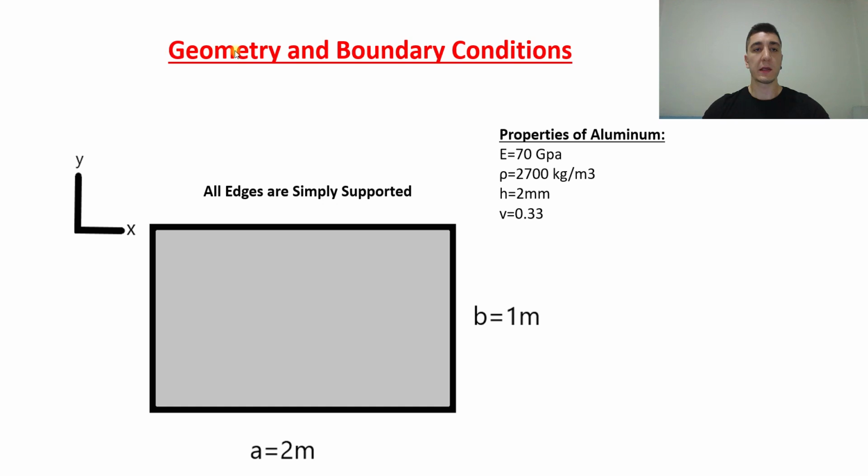So we will take a look at the geometry and boundary conditions to make an analysis. We will make an analysis of a plate. One length is 1 meter, the other length is 2 meters, and the boundary conditions will be that all edges are supported. The material will be aluminum, with an elastic modulus of 70 gigapascals, and the density of the aluminum is 2,700 kilograms per cubic meter. The thickness will be 2 millimeters, and the Poisson's ratio will be 0.33.